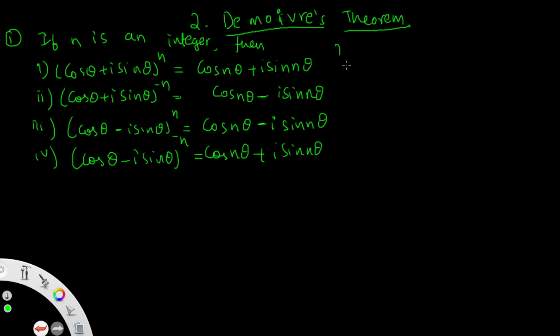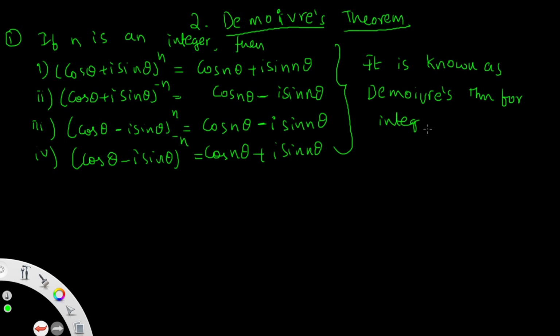So these are all known as De Moivre's theorem for integral index, where n is an integer, positive or negative. (cos theta plus i sin theta) whole to the power of n is equal to cos n theta plus i sin n theta. The power goes with the argument.